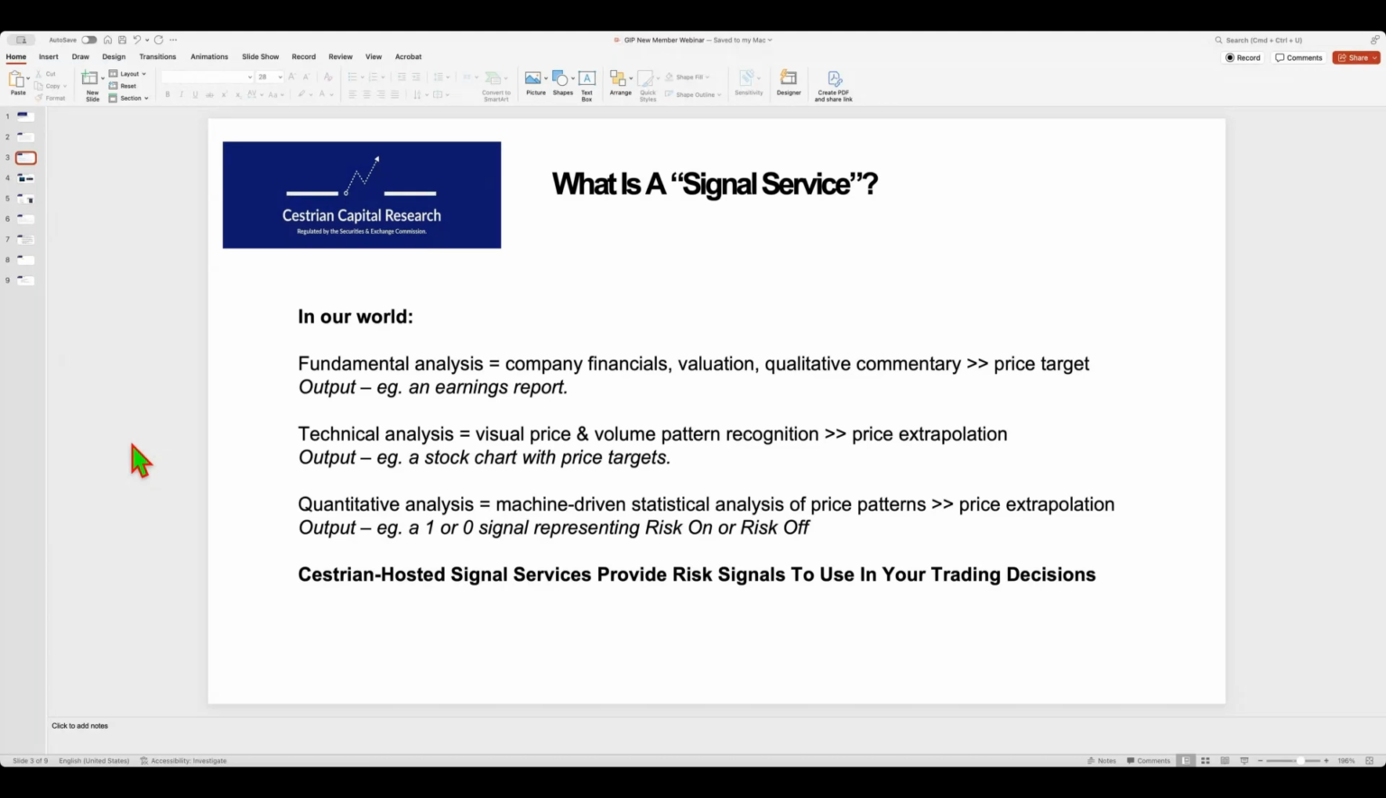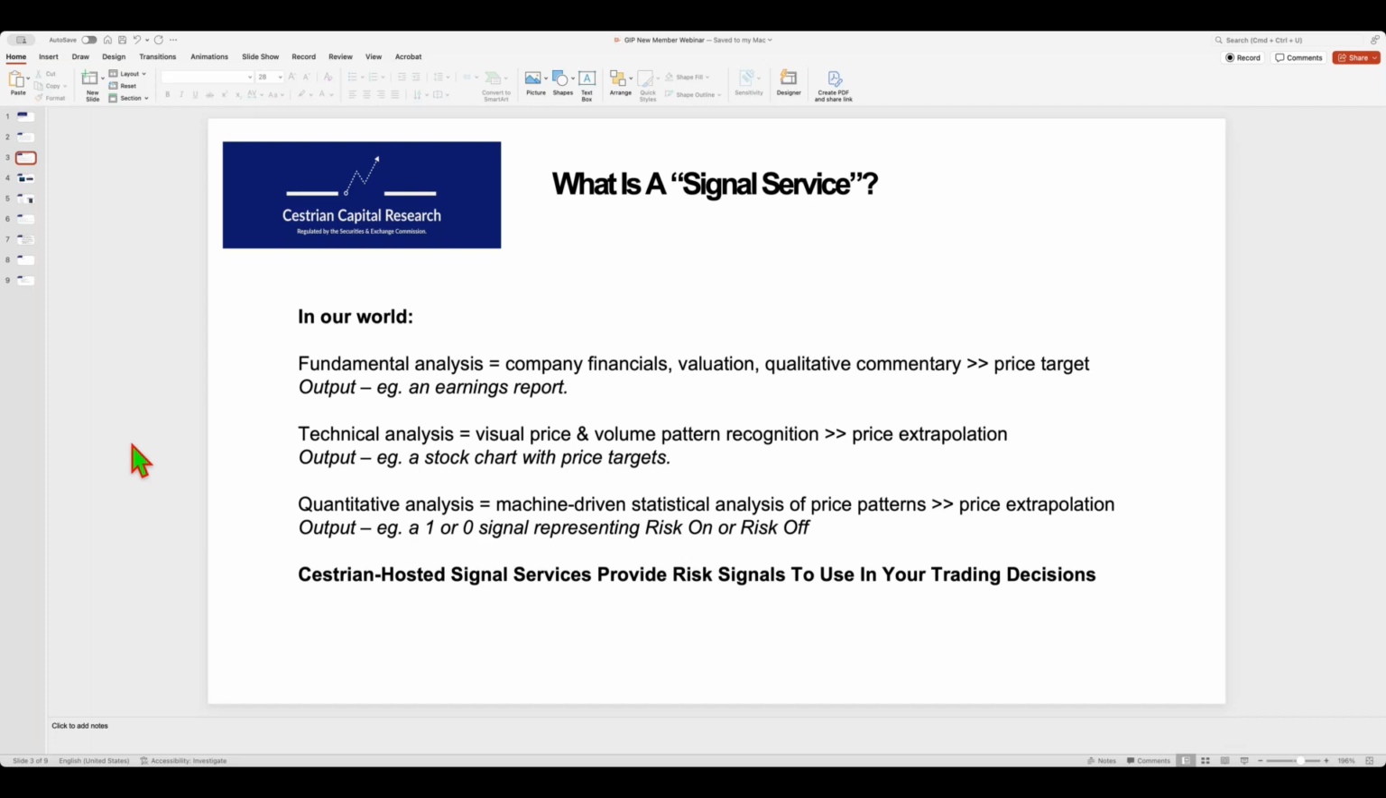Fundamental analysis. All liquid securities at some level have fundamentals beneath them. So that could be a simple company common stock, in which case the company is the issuer of that stock, and understanding what's happening with company valuations, financials, management interpretation, all those things has some bearing on the price. And so fundamental analysis of a single name stock would include an analysis of those things, and the output would be, for instance, an earnings report, comment on growth, margins, cash flow, balance sheet, all of that.